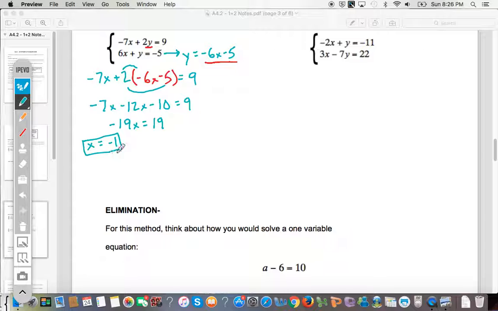Okay, so I'll take this negative 1, pick an equation up here, and plug it in. Let's try this top one. Negative 7, with my negative 1 in parentheses, plus 2y equals 9. So I get positive 7 plus 2y equals 9. Subtract the 7 over. So I have 2y equals 9 minus 7, which is 2. So y equals 1.